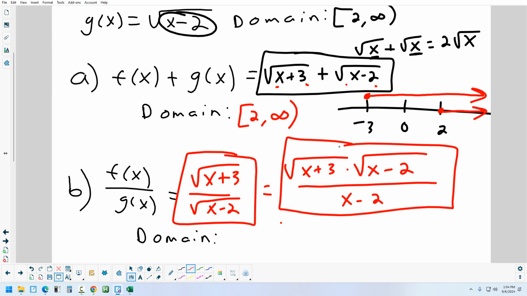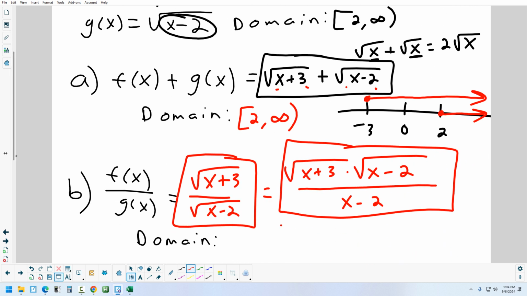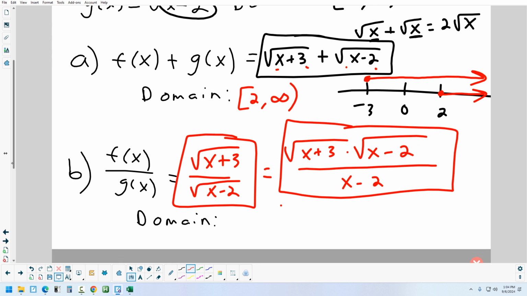All right, now the domain. We already know the domain of the original. We also already know the domain of the overlap. So would the domain of this one be the same? Every number from 2 to infinity. No, because you can't have 0 on the bottom, so we can't use the 2.